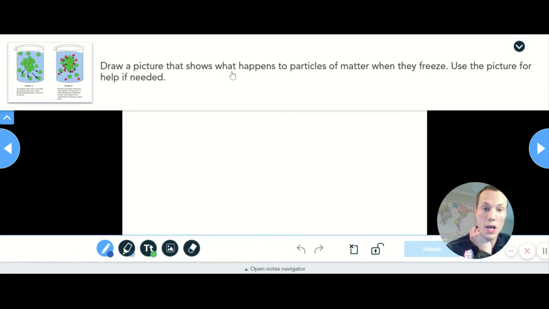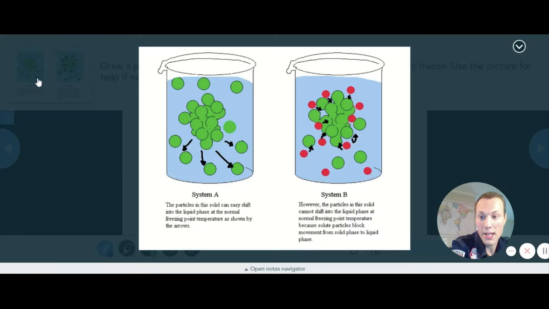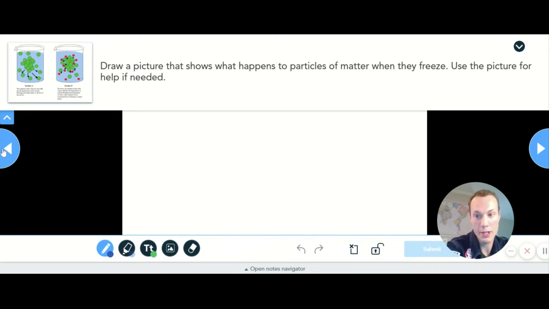And you're going to draw a picture to show what happens to the particles of matter when they freeze. I gave you a picture you can look at if you need some ideas how to draw them. I should see particles getting closer together because that's what happens when they freeze. They lose their energy. They start coming closer together, forming a solid. So your picture should look something like this over here. Once you're finished, you'll submit it. Again, writing, marker, pencil, whatever you need.